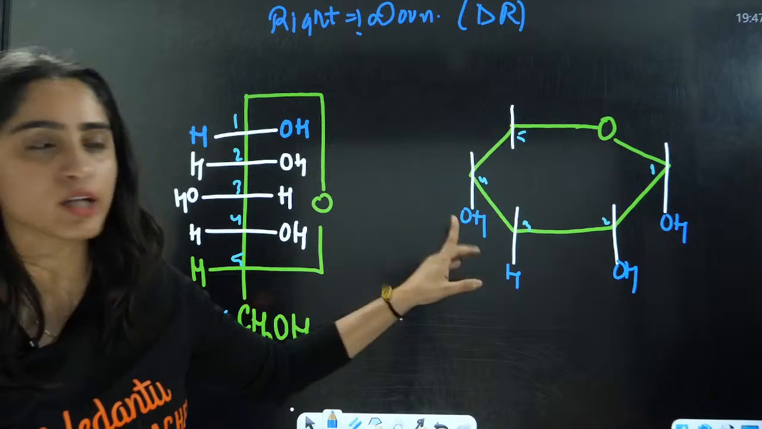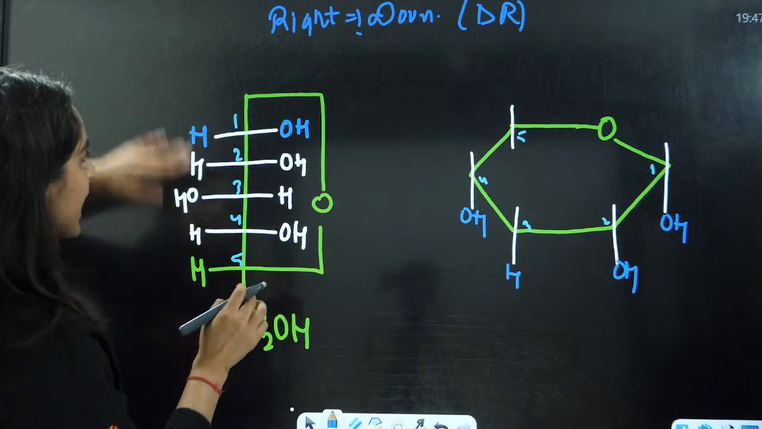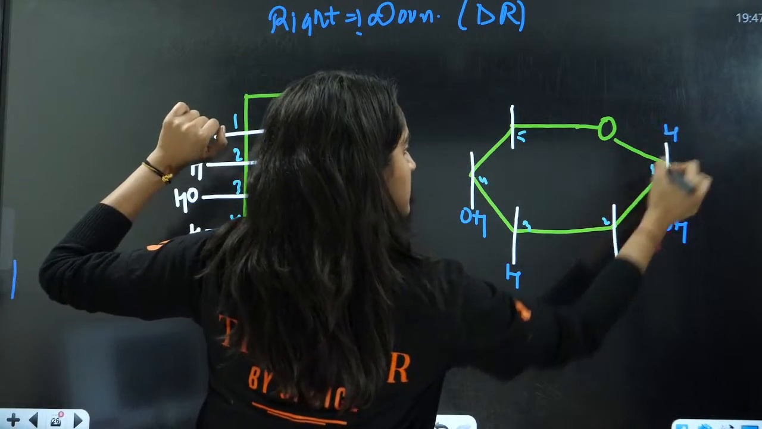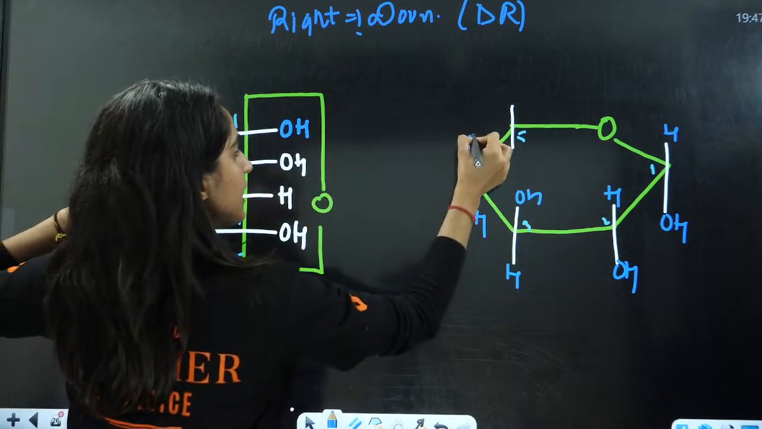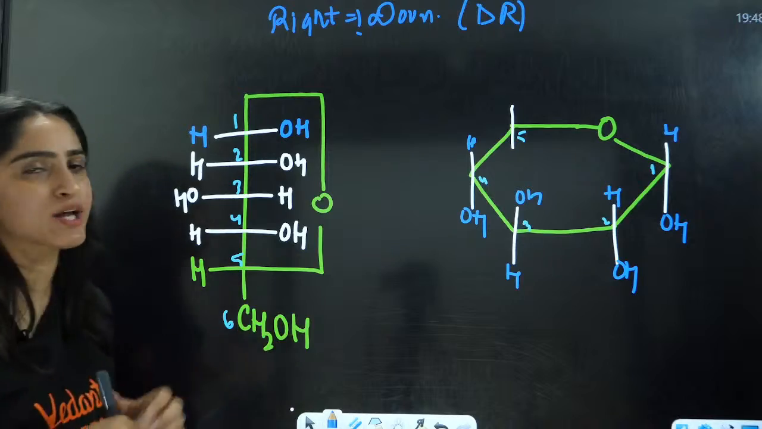OH on the right side, OH on the down side here. Left side up. Okay, this is hydrogen. This is hydrogen. This is OH and this is H. Right? Now what about this CH2OH?